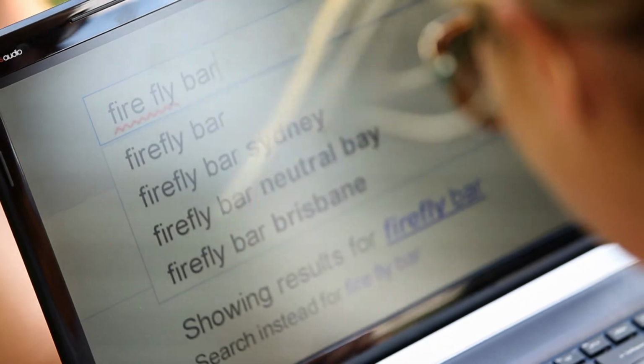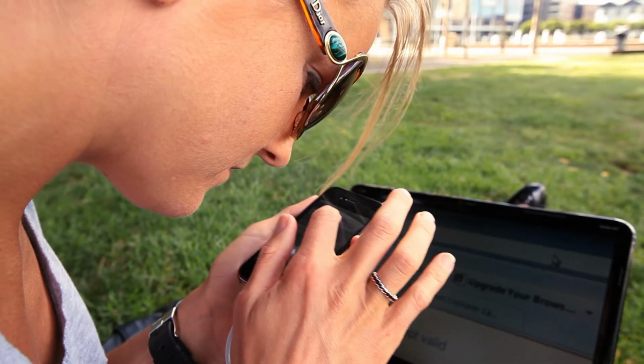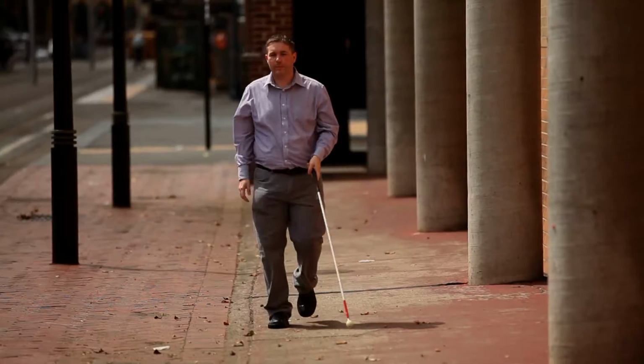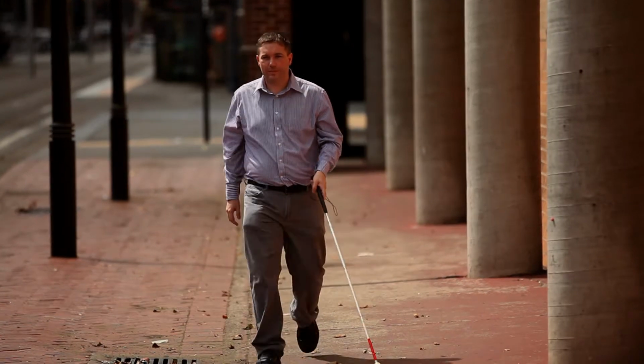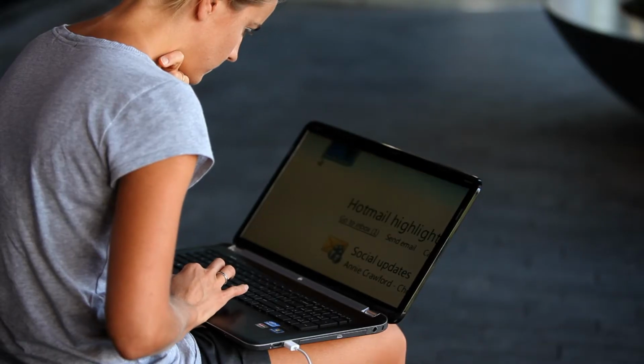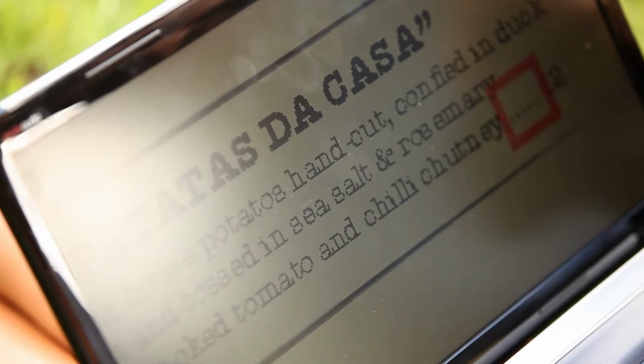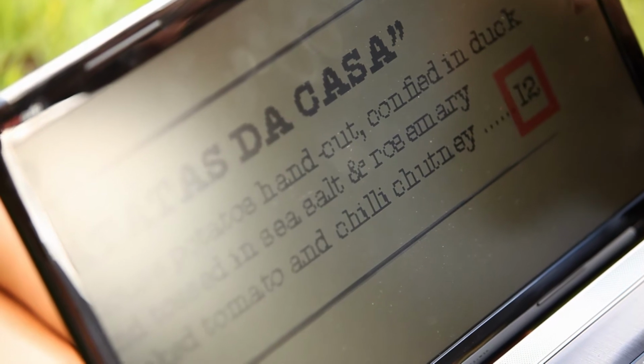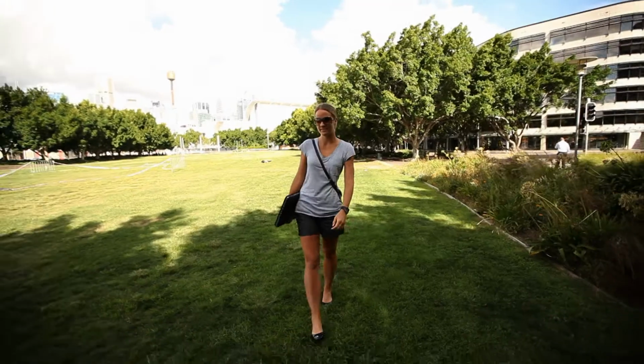Sarah Pulis, Accessibility Specialist, Access IQ. Web accessibility, in essence, is making websites accessible to people of all abilities. Scott Hollier, Accessibility Specialist, Access IQ. Well, in terms of accessibility, there's two sides of the coin that need to be addressed. One is to make sure that consumers have all the tools they need, things like a screen reader, on-screen keyboard, on-screen alerts. But in order for those technologies to work, you have to design the web and the web pages and web materials in a particular way.